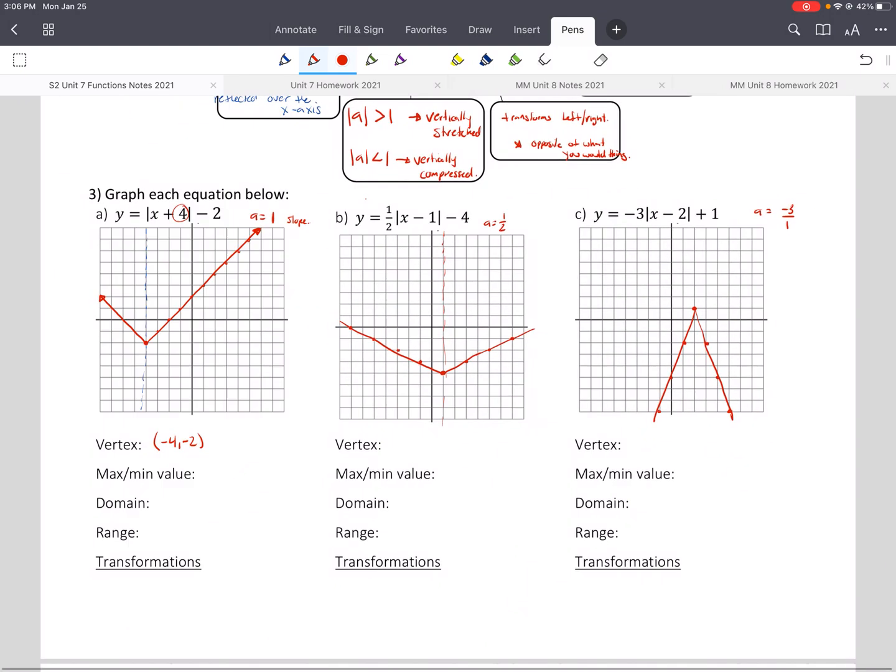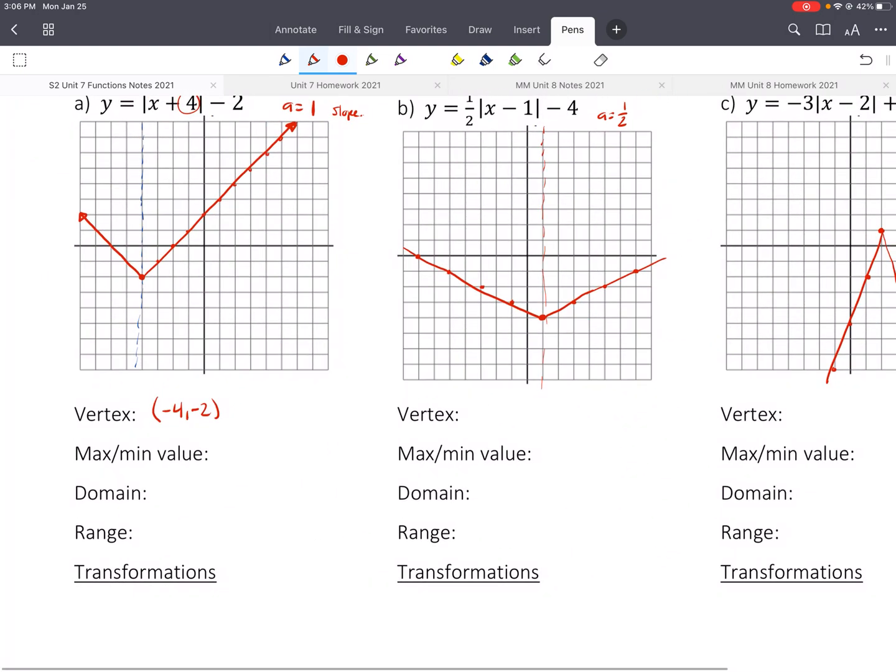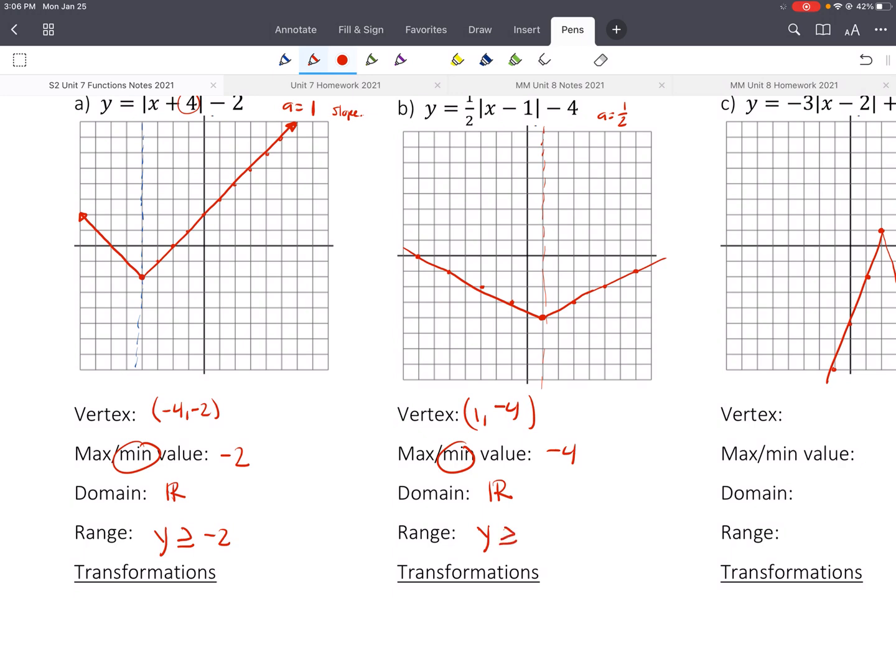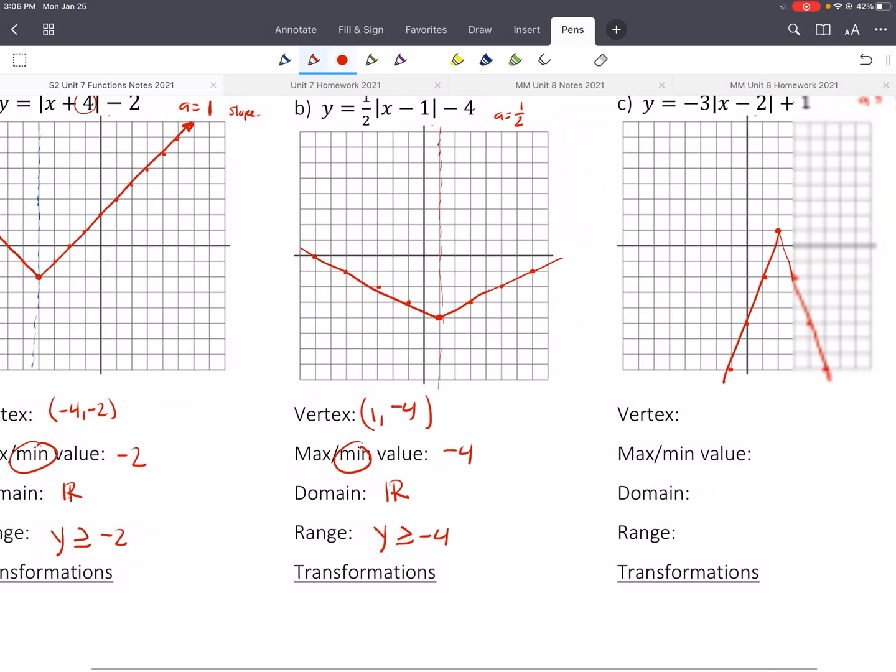If we want to answer some of these questions, this has a minimum at -2. Domain is all real numbers, and the range is all y values greater than or equal to -2. Here we wrote down our vertex was (1, -4). It has a minimum of -4. Domain is all real numbers, and the range is all y values greater than or equal to -4.